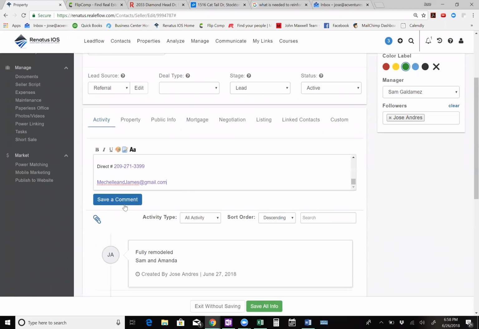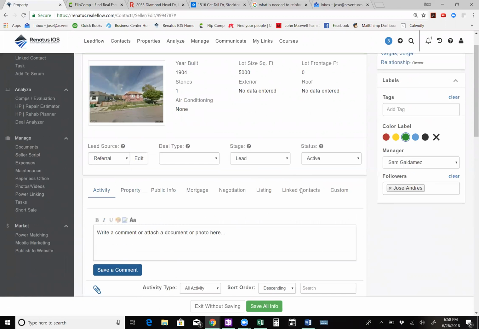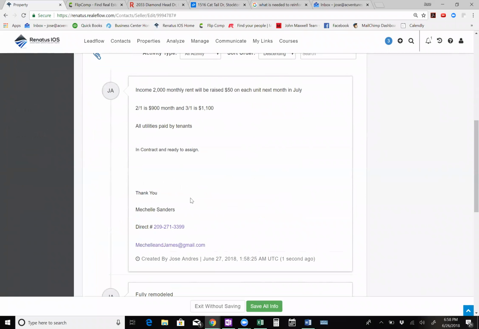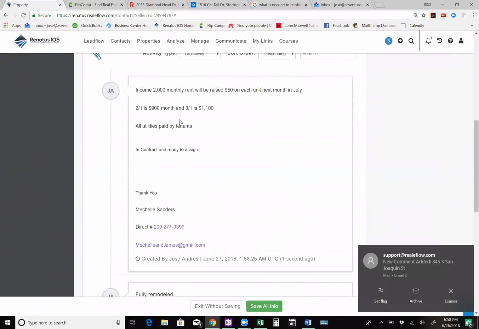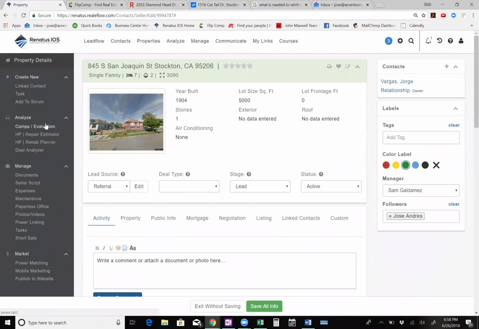And I'm going to save it. So we know they're getting rent. We know they're going to raise it. It's a 2-bedroom, 1-bath, and a 3-bedroom, 1-bath. So it's a 5-bedroom. I don't know where they're getting a 7. So we're going to go to the comps.